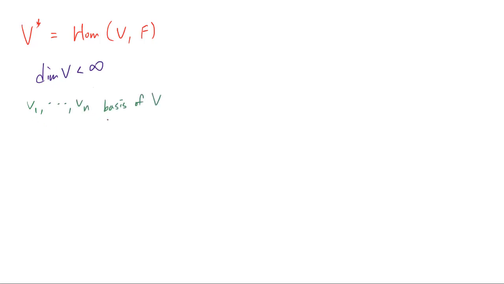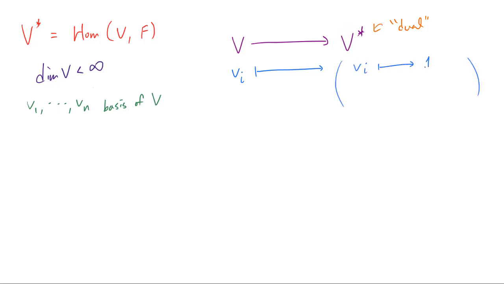So say v1 to vn is a basis of V, and then consider a linear map phi from V to V dual. Once again, we call this the algebraic dual space of V. Consider the map given by sending each basis vector v sub i of V to the map that simply sends v sub i to 1 in the field, and for the rest of the basis elements, so for anything other than v sub i, to 0. It shouldn't be too hard to see that this map phi is in fact an isomorphism.